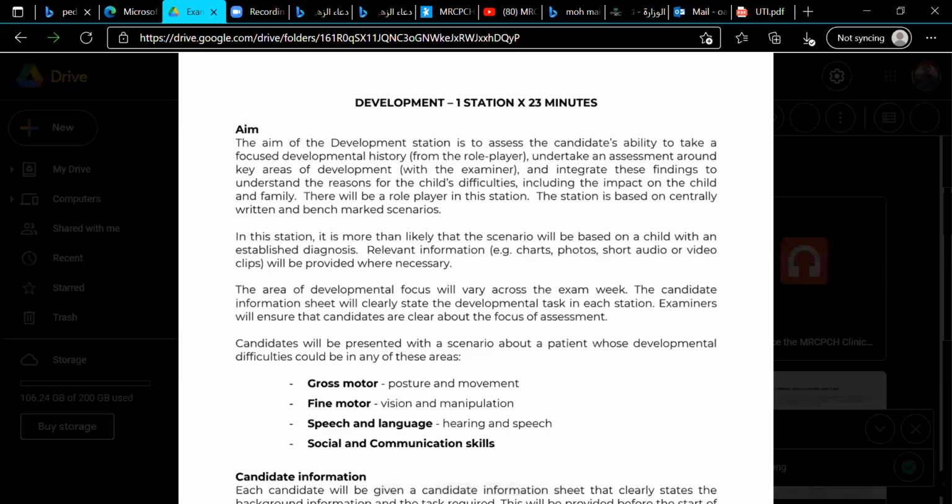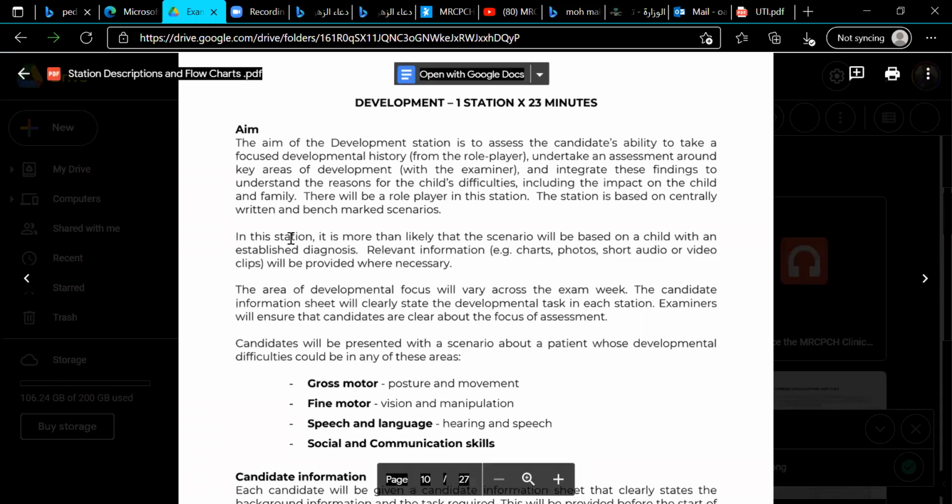So first of all, the aim for this station is to assess the candidate's ability to take a focused developmental history, undertake an assessment around the key area of development, and integrate these findings to understand the reason for the child's difficulties, including the impact on the child and family.